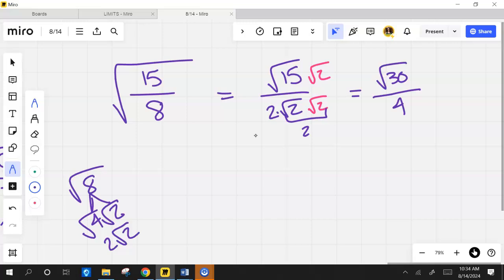Simplify the 30? How could I simplify the 30? Maybe 15 over 2. Is 15 a perfect square? How about 2? Right, it's got to be perfect squares, right? Neither one of those are perfect squares? So it's 2.